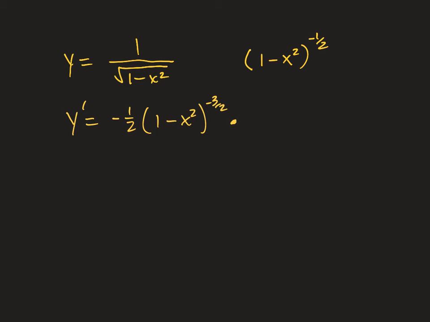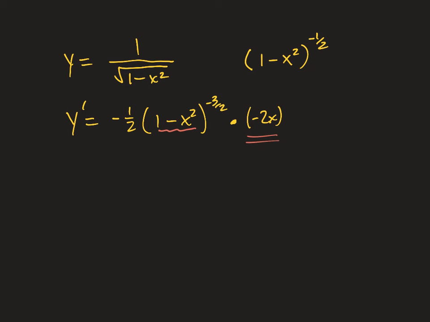Then by the chain rule, I have to multiply by -2x, because that's the derivative of 1 minus x squared. So this right here was because of the chain rule.